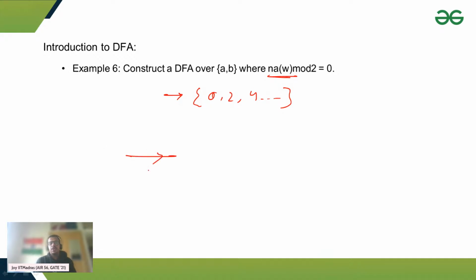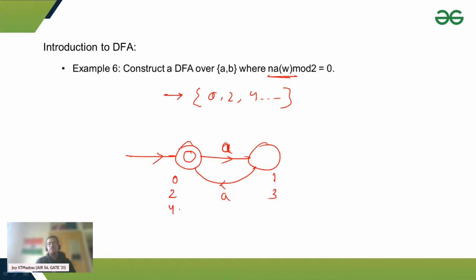So how will it look? Instead of checking with all the characters, we'll just check with A. If we get A, we'll change our state. By getting another A, we'll come back. And this will be our final state. So here the number of A is 0. If you get another A, the count of A will be 1. Then the count of A will be 2, then 3, 4, 5.